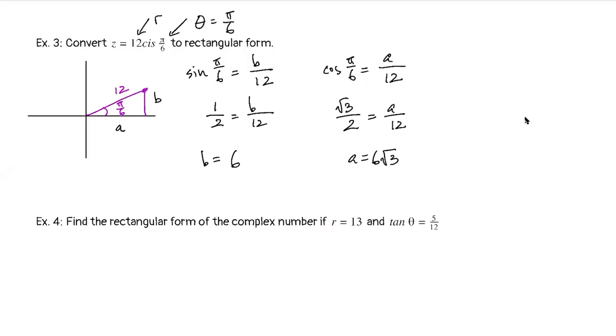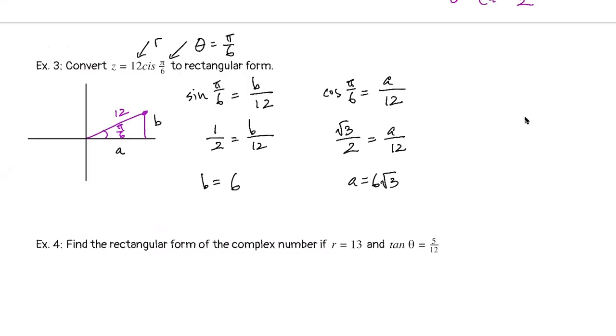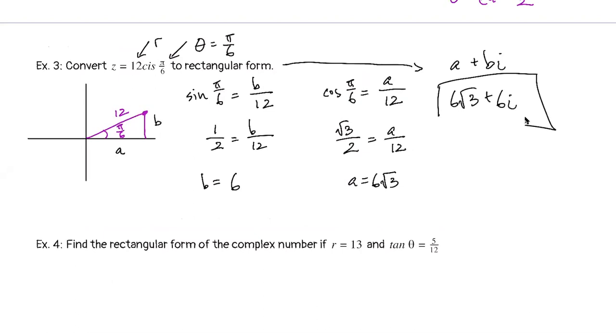Okay. So you've got your a, you've got your b, and so to put your number into rectangular form, it's got to be of the form a plus bi. So that's going to be 6√3 plus 6i. Okay.